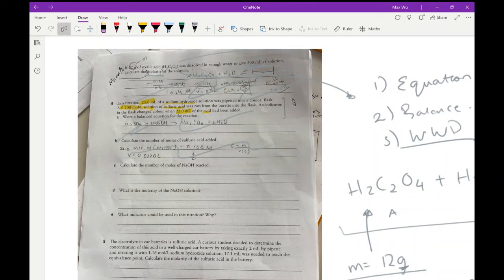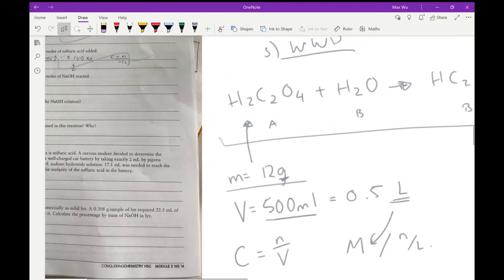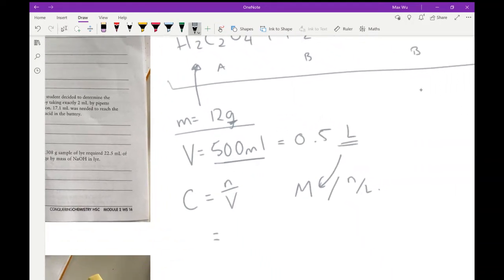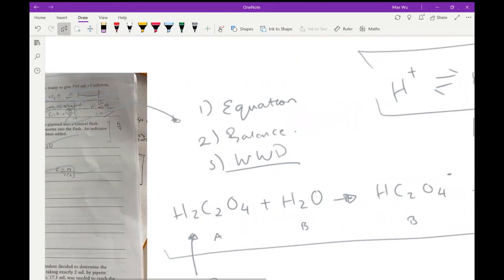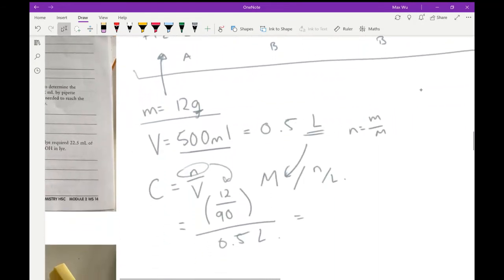Quite simply, we find the molar mass, which I just cheekily saw in my notes. So what are moles? Moles is mass over molar mass. We have 12 grams over around 90, we'll use 90. That would be moles, over volume, 500 mL, so we write 0.5 liters, and we get an answer of, I'm just going to peek at my own answer, I think it's 0.266 molarity, which is also moles per liter.